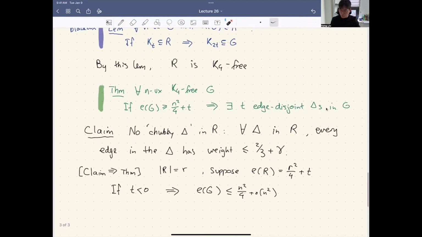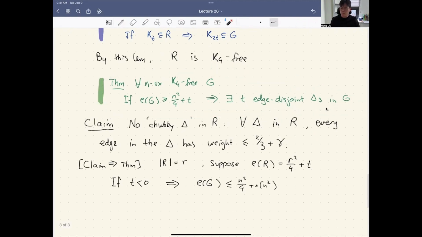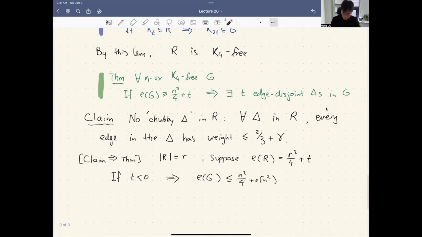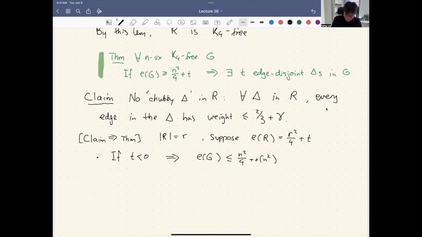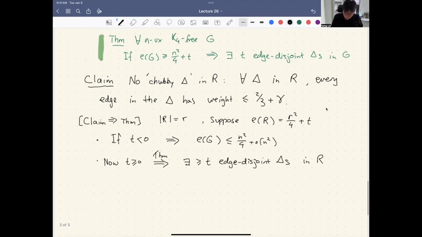If t is positive, then since R is K4-free, we can apply this theorem, which says that we can find many edge-disjoint triangles. So we may assume now t is non-negative. This implies by the theorem above that there exist at least t edge-disjoint triangles in R. Okay, so what does that mean? That means we can find t edge-disjoint triangles.